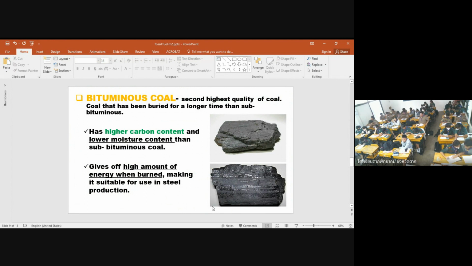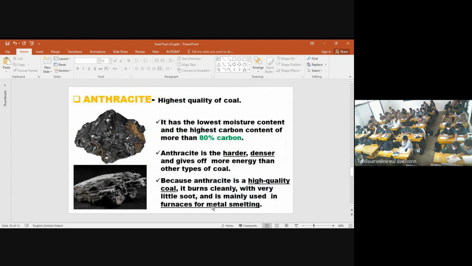Next, of course, we have your anthracite. If bituminous is the second highest quality, this one is the highest, the first. Take a look at the picture. This is the example of your anthracite. It has the lowest moisture content and the highest carbon content. How many percent of carbon in anthracite? 80%. Very good.